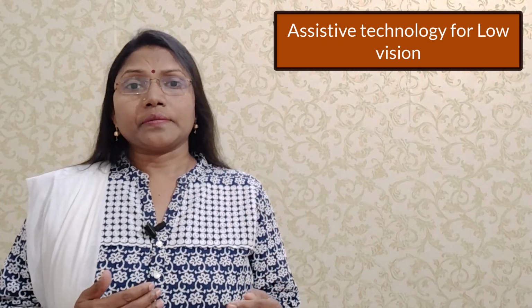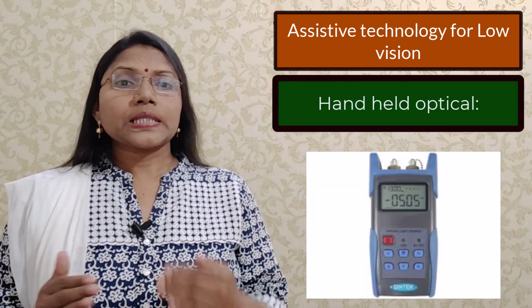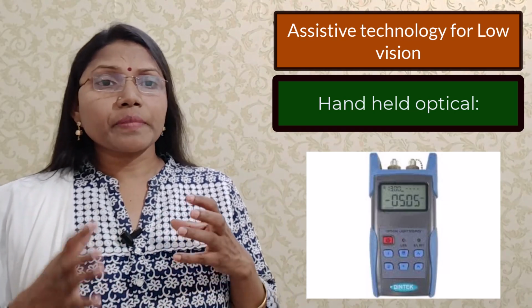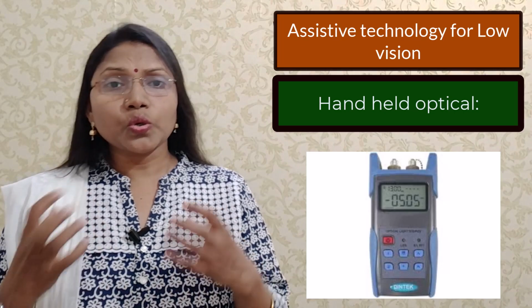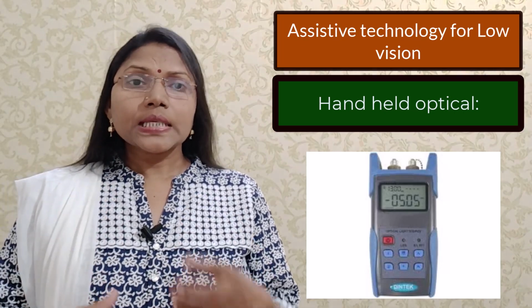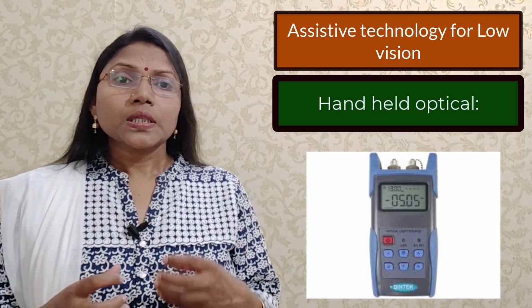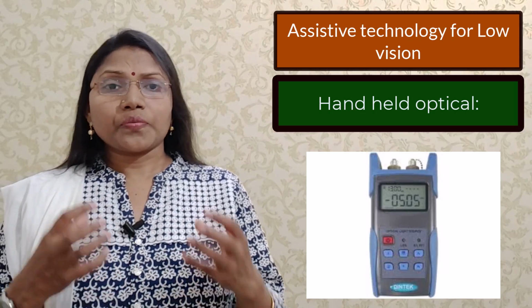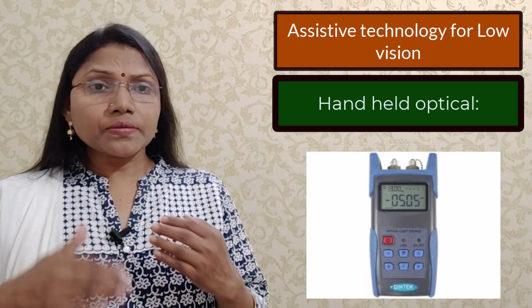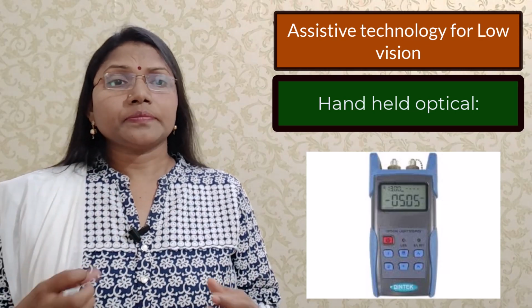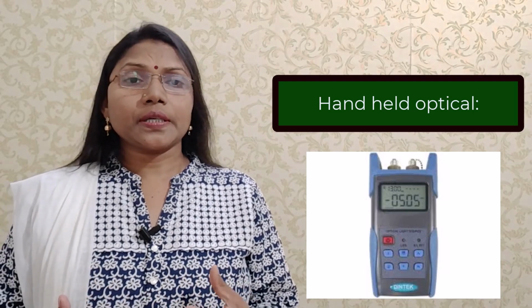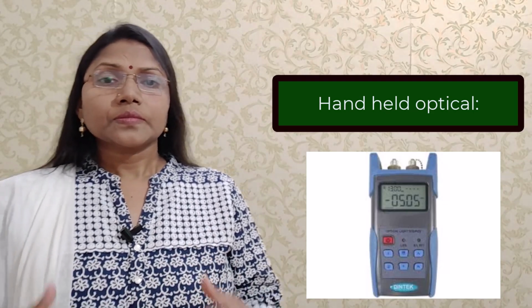Moving further with the assistive technology for low vision. First one is handheld optical. Starting point for majority of people with low vision. It is highly portable. Typical progression involves using options of increasing strength as vision deteriorates. As magnification increases, the useful reading area decreases.